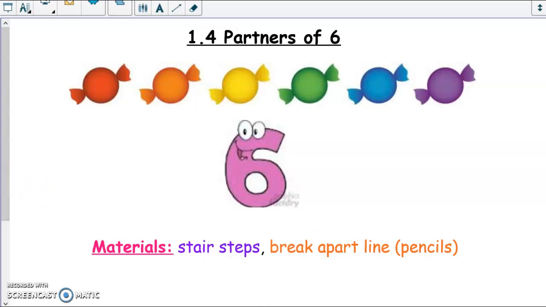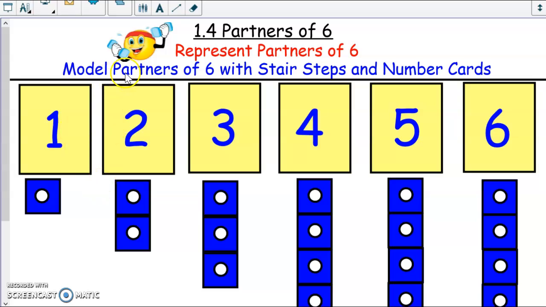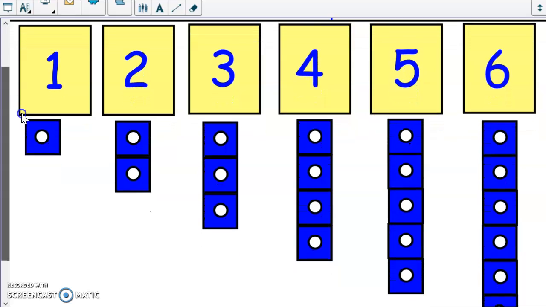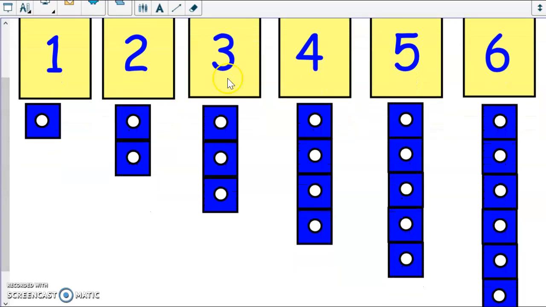So we're going to get started by looking at our stair steps with our numbers. Again, remember this was optional for you. You didn't have to cut these out because I can show you just as well here on the computer. So here we have our stair step with 6, 5, 4, 3, 2, and 1.